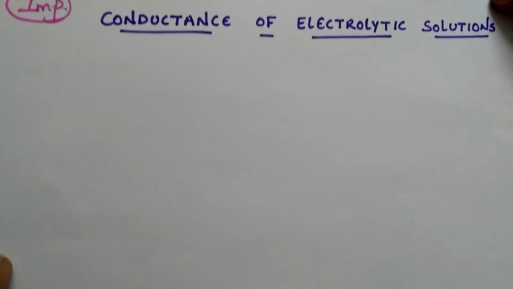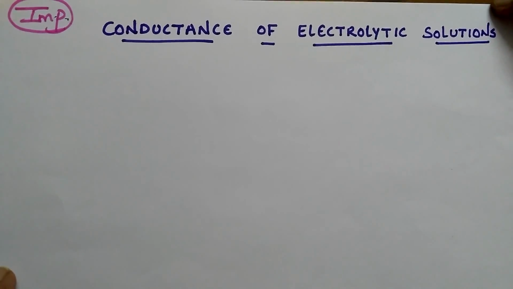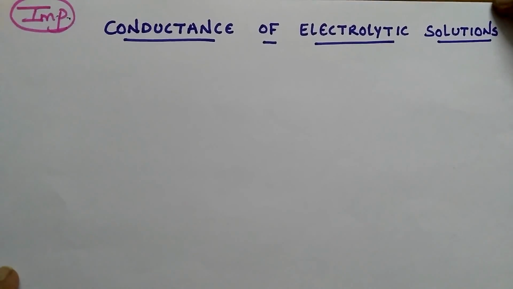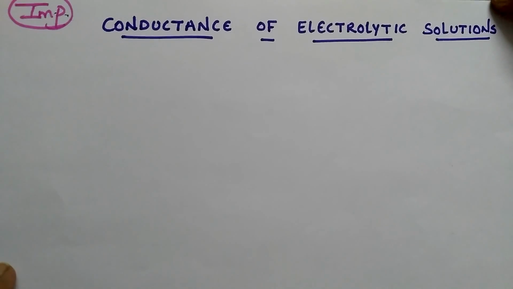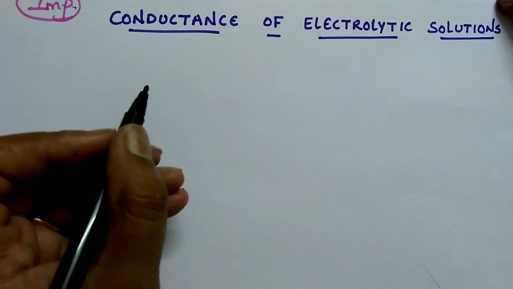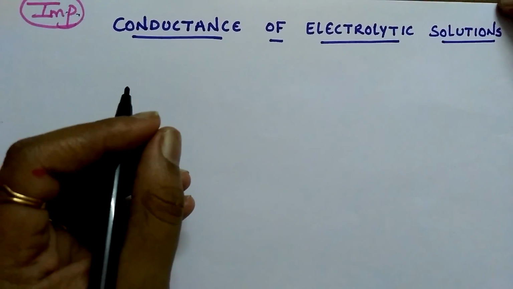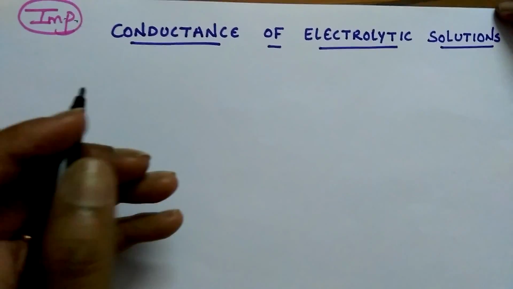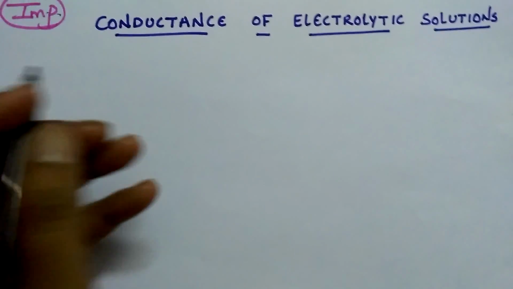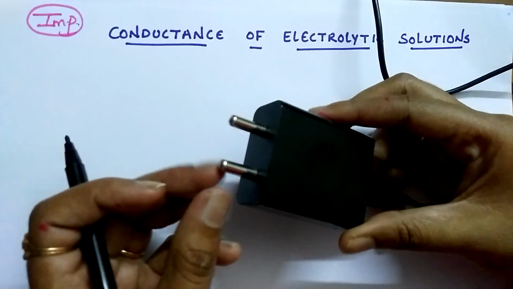Hi students, in today's class I am going to explain some important concepts and numericals in the electrochemistry chapter. We know that some substances allow current to flow through them. We call those substances conductors, like, yes, this is an example of a conductor.